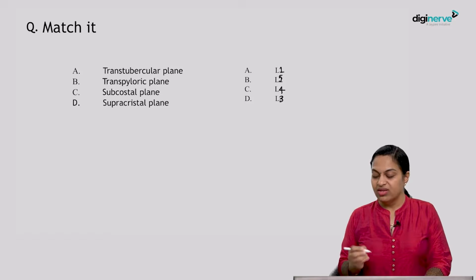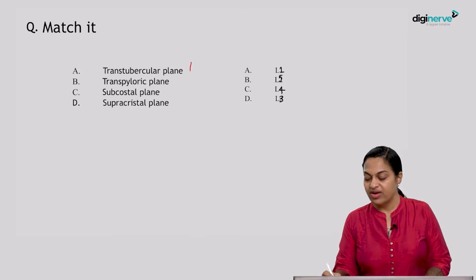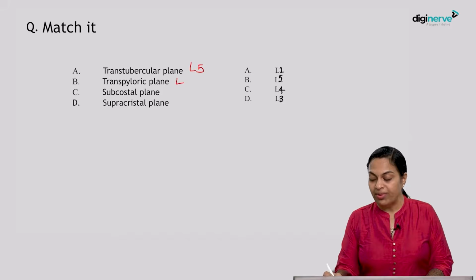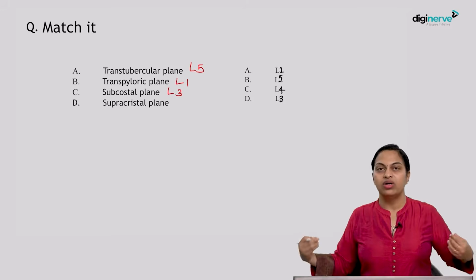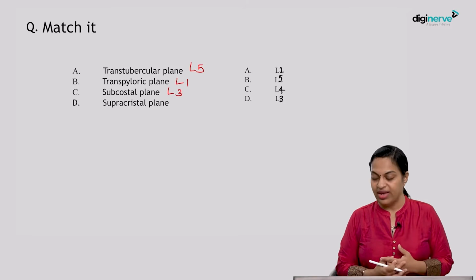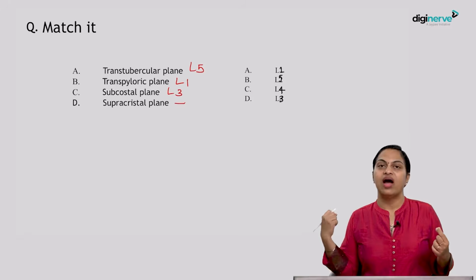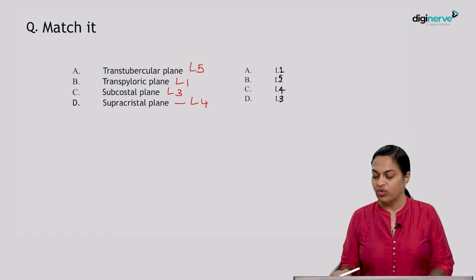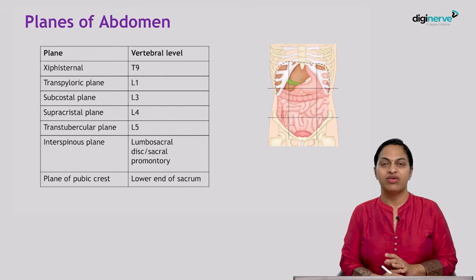Let's match it. The transtubercular plane, which connects the tubercle of the iliac crest on both sides, corresponds to L5. The transpyloric plane, L1. Subcostal plane, lower part of the costal margin, L3. Supracristal plane is the line that connects the highest point of the iliac crest on both sides. It corresponds to L4. Now, this is a very high-yield topic which you should definitely memorize.